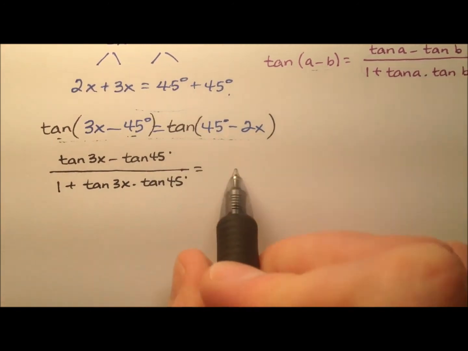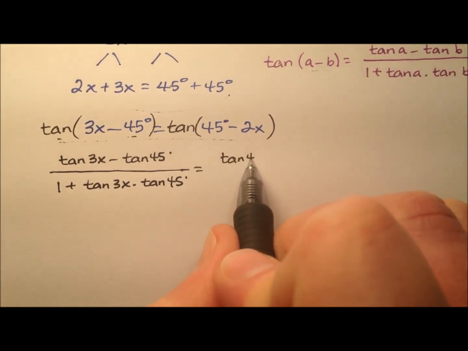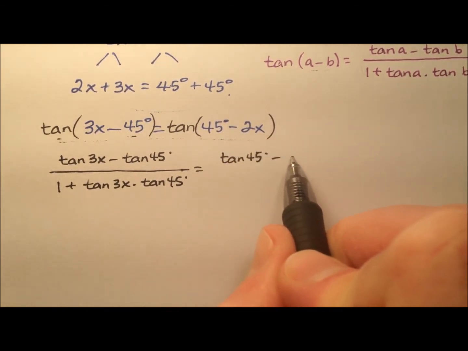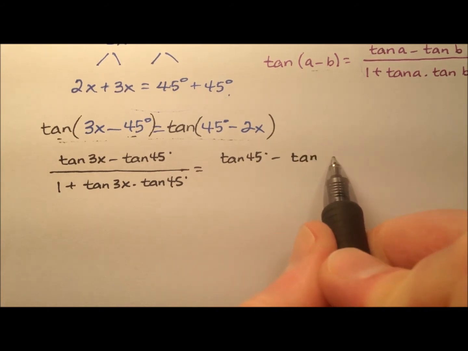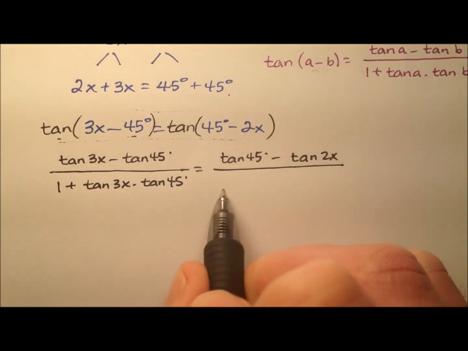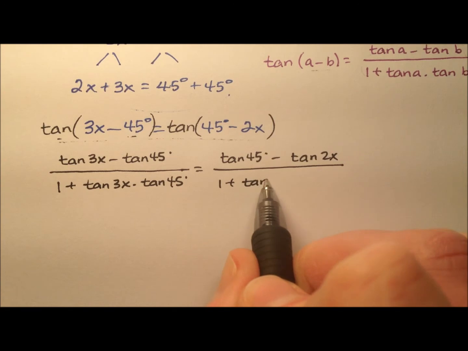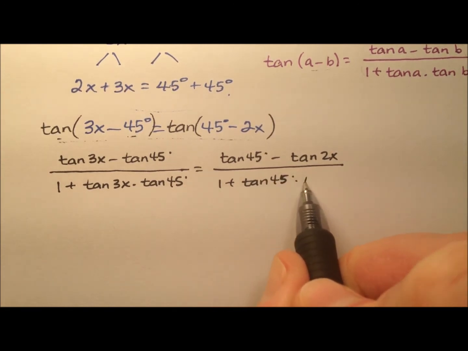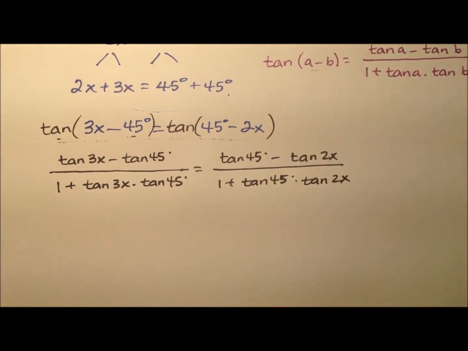And that, of course, will be equal to the tangent of 45 minus the tangent of 2x all over 1 plus the tangent of 45 degrees times the tangent of 2x.